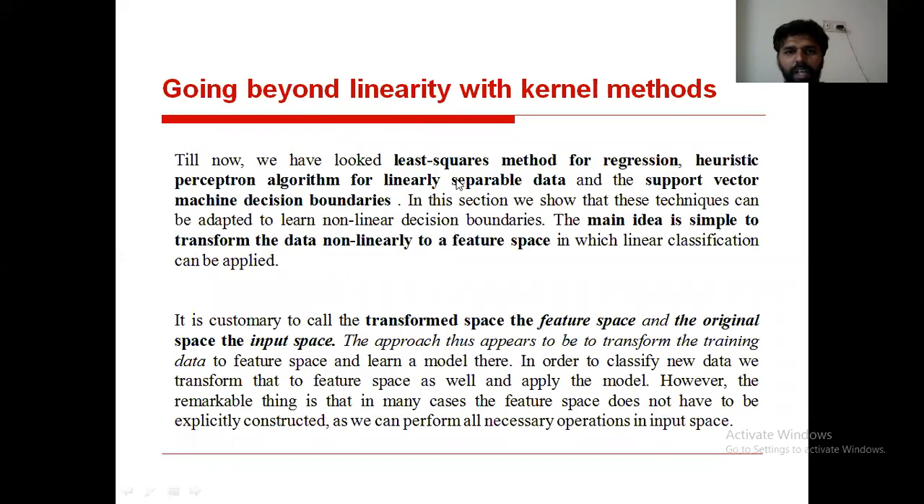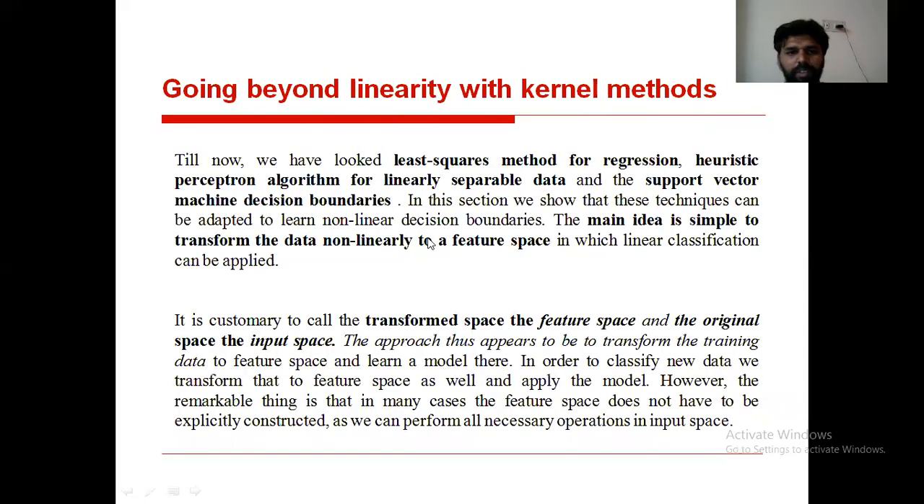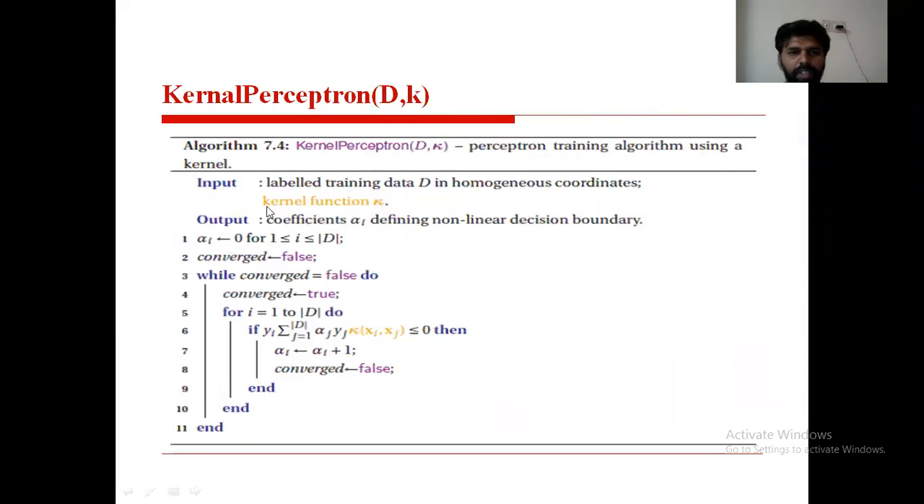In the RBF kernel, we are constructing infinite dimensions, and that is represented by using alpha i. Coming to the procedure, initially alpha i is assigned 0, and the i value is from 1 to mod D, meaning we are considering all the instances in the dataset D. And initially converged is assigned as false.